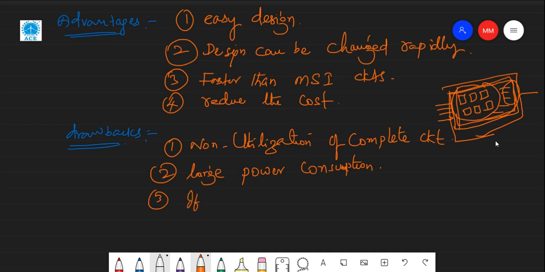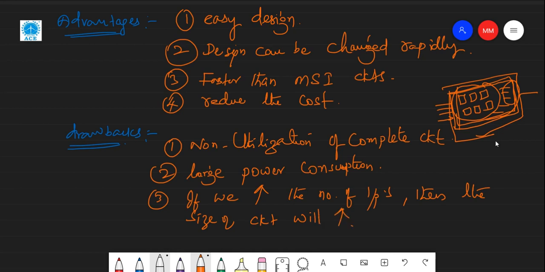So if we increase the number of inputs, then generally the size of the circuit will increase. So if we increase the number of inputs, then the size of the circuit, our logic, our functionality will increase. Okay, so these are the few drawbacks we have, right?